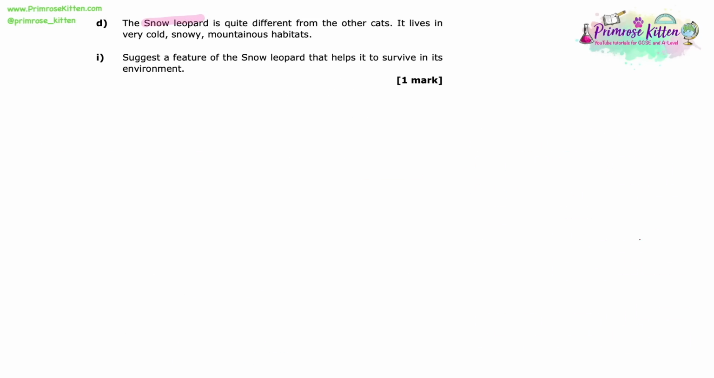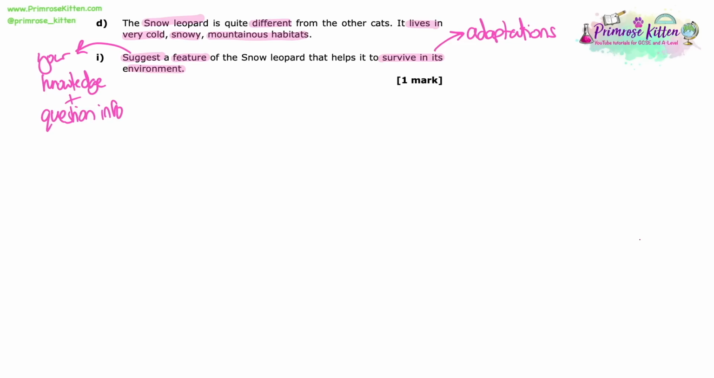The snow leopard is quite different from the other cats. It lives in very cold, snowy, mountainous habitats. Suggest a feature of the snow leopard that helps it to survive in its environment. So this is an adaptations question. That's what it's really asking here, about features that help an organism to survive. So it's also a suggest question. So we need to use our knowledge about adaptations and also the question information which tells us it's a very cold, snowy, mountain habitat. So we need to give specific adaptations to this information about it being very cold.